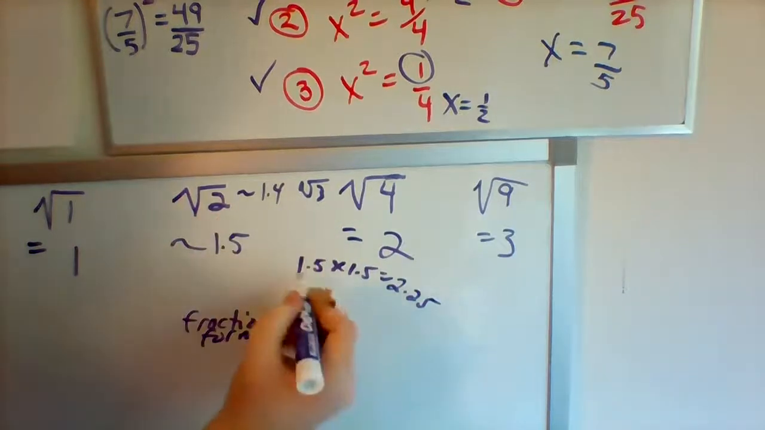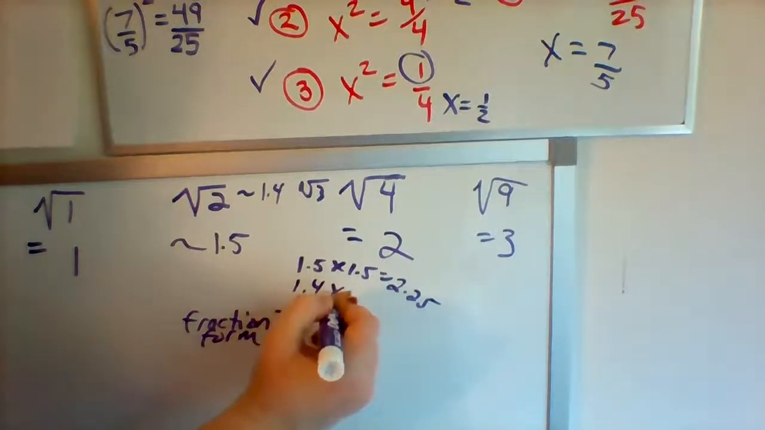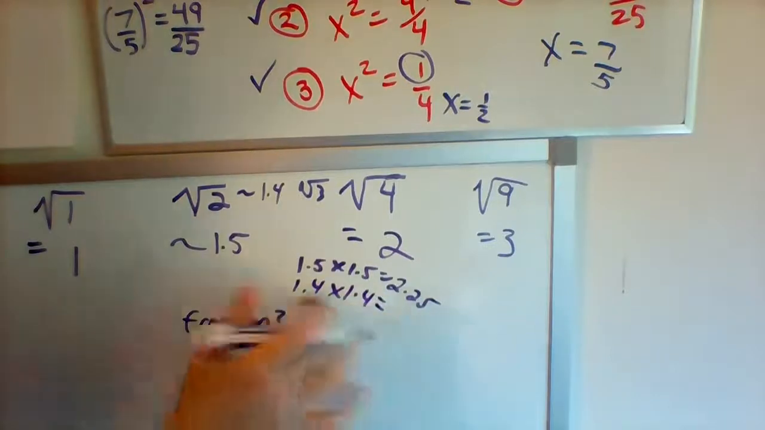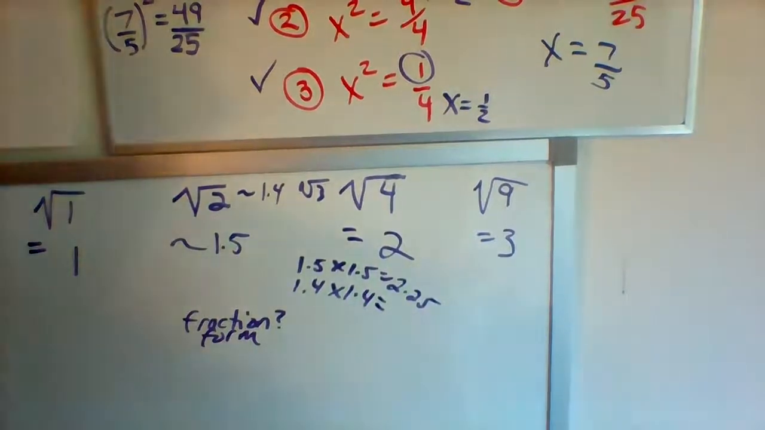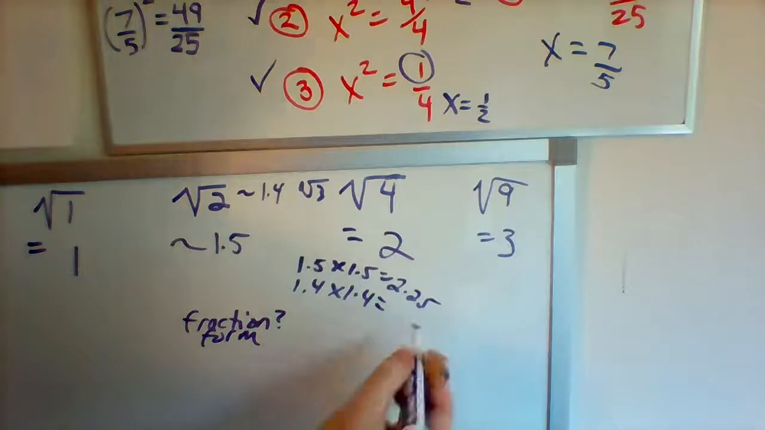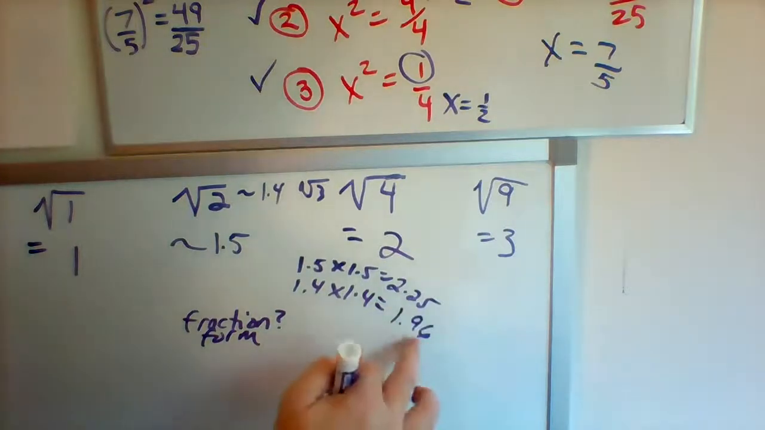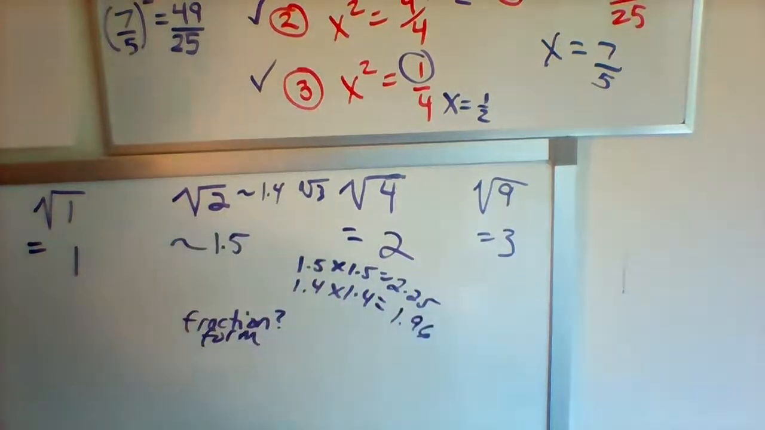So we don't like that. Now Thais said, how about 1.4 times 1.4? And what did you get when you did that? 1.96, and that's a lot closer to 2 than 2.25. So far, we really like this one.